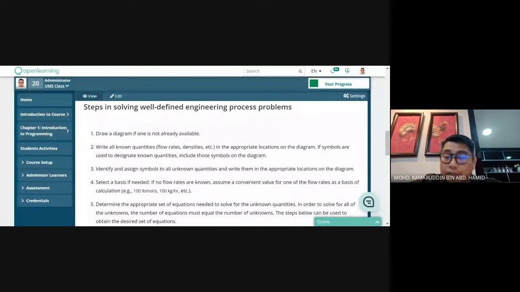Okay. Kalau tiada pun, if it's not given any kind of diagram, then the first thing that you need to do is draw the block diagram representing the process. Usually the problem is a process. So you need to draw a diagram representing the process. Then what you need to do next is write all the known quantities or variables.